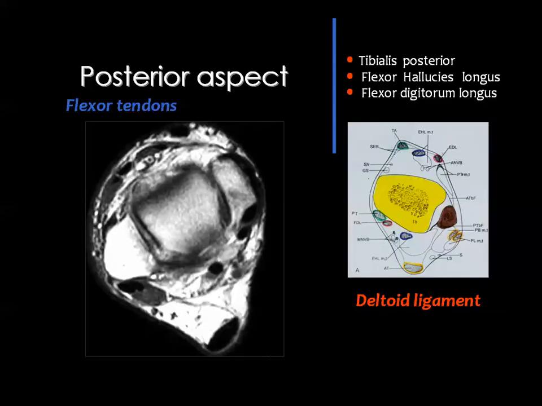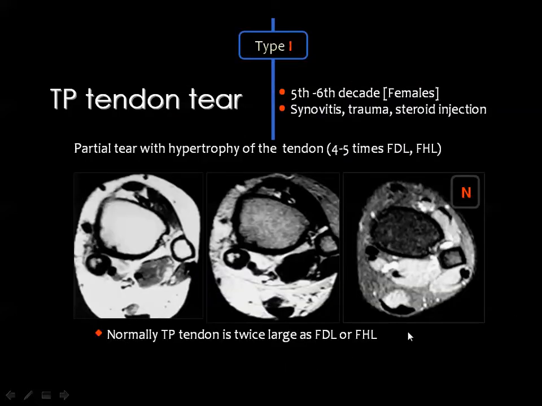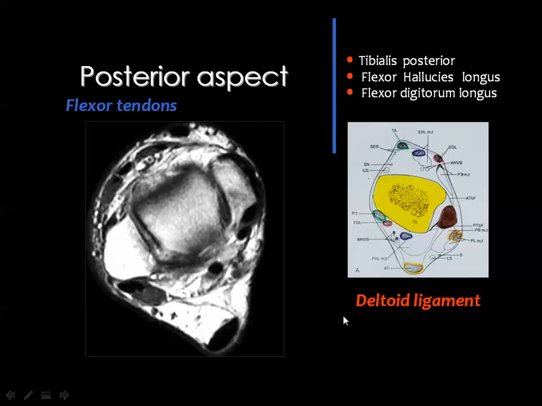Then we came to the posterior aspect, or let us say the posteromedial aspect, where you got the three tendons and the deltoid ligament. The three tendons are the tibialis posterior, the flexor digitorum, and the flexor hallucis longus tendons. Then the tibialis posterior tendon is one of the big tendons in the ankle. Its cross-sectional caliber is twice the flexor digitorum or the flexor hallucis. Normally, the tibialis posterior is twice in size the flexor digitorum or the flexor hallucis.